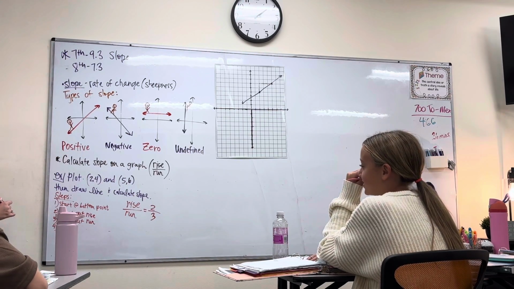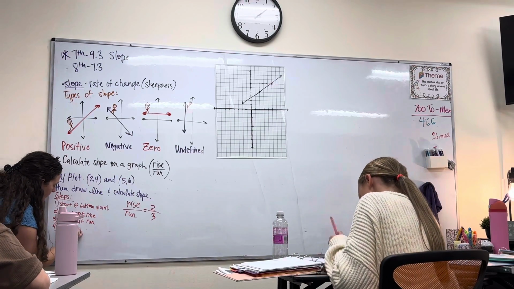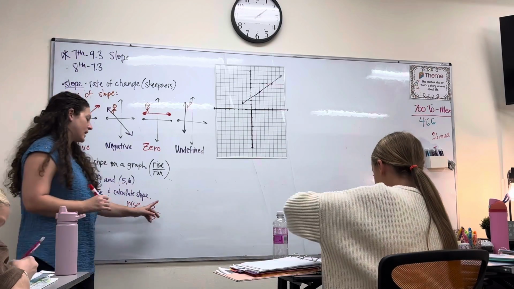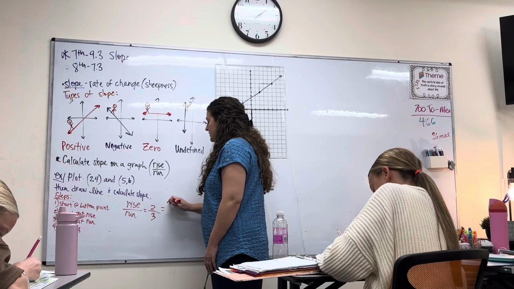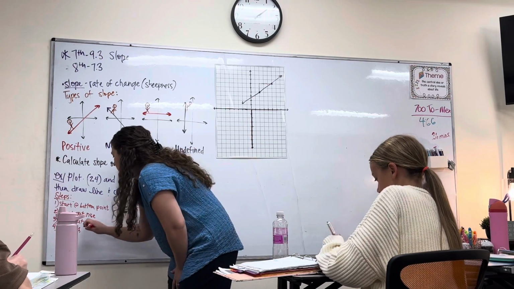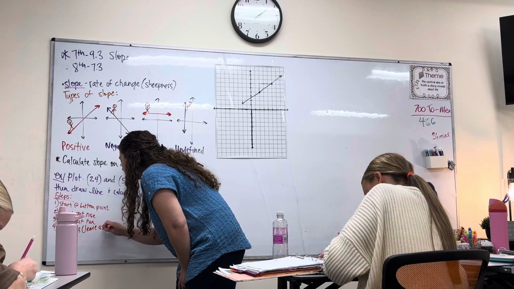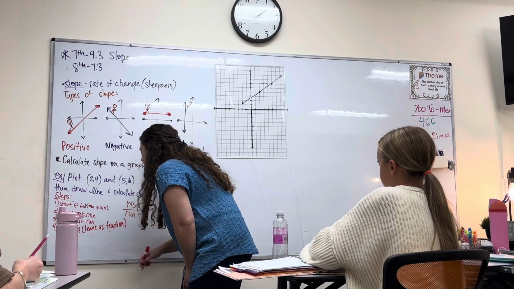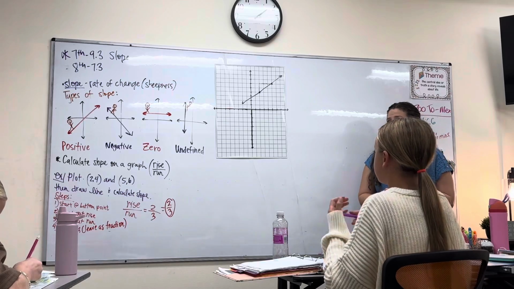Okay, so we counted out the rise, we counted out the run, and then we simplify. And by simplify, I mean we actually do the division. So 2 divided by 3 is simply 2/3, and you're going to leave it as a fraction. Do not change it to a decimal or a mixed number. Leave it as an improper fraction. And you're done. That's calculating slope.